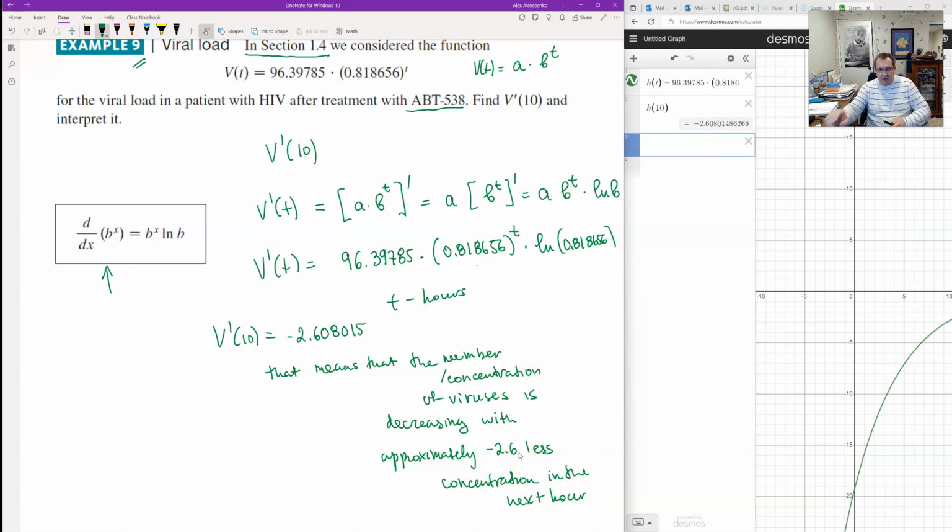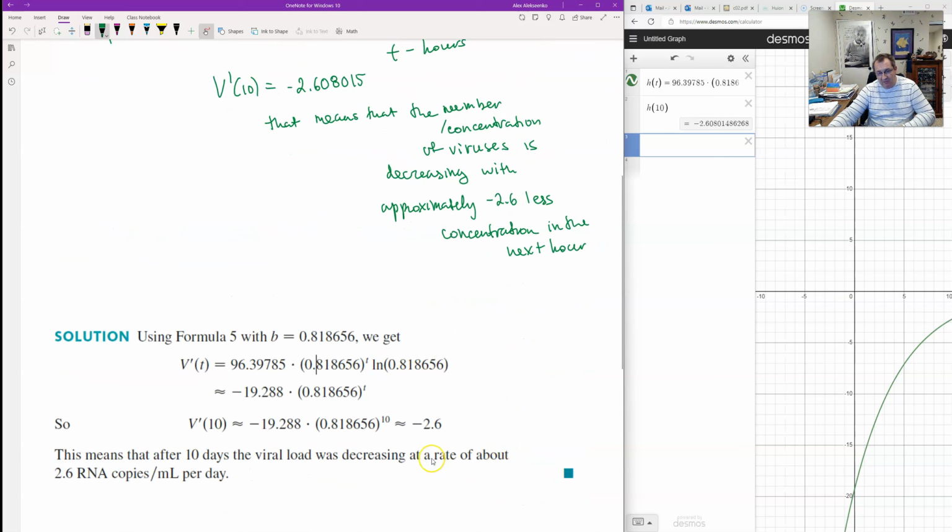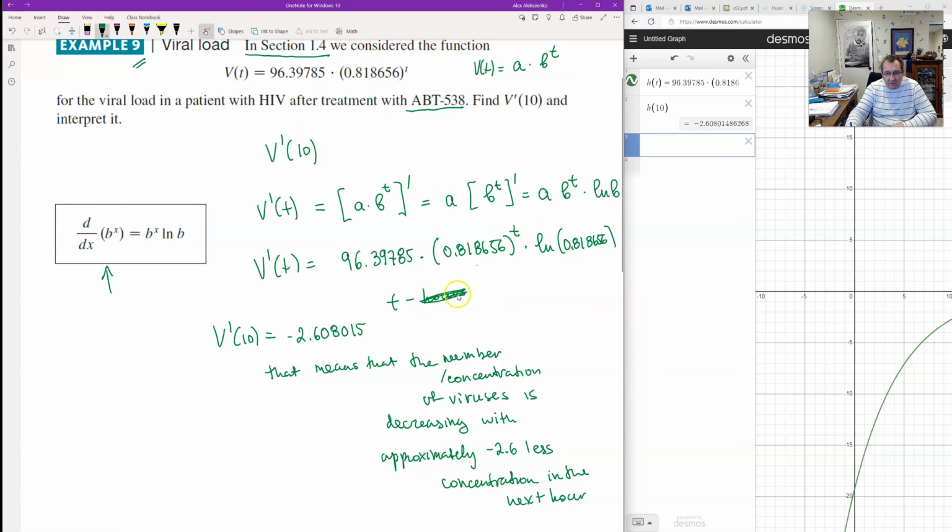Okay, that's my interpretation, but let's see what the book has to say. Well, first of all, they got the negative 2.6, so looks like we were good here. And they say it's 10 days, like T equals 10 days. Apparently, T is a day, not an hour. Sorry, that's what it means.